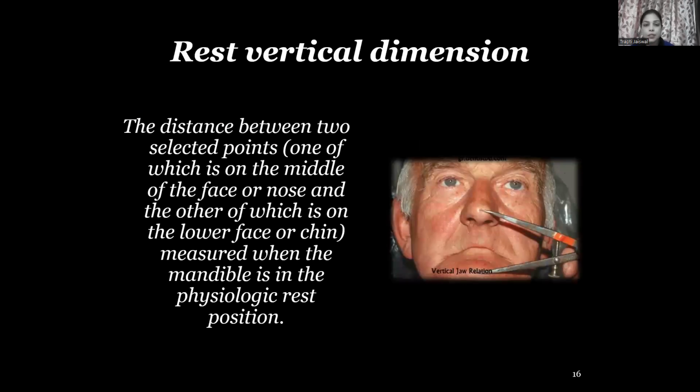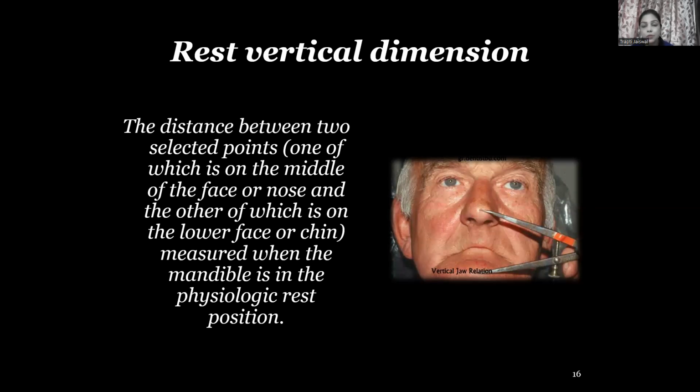Rest vertical dimension is the length of the face as determined by the amount of separation between the jaws, and it is the distance between two selected points, one on the middle of the face near the nose and the other on the lower part of the chin, the most prominent part of the chin. The distance between these two points when the mandible is in the physiological rest position will help us to determine the vertical dimension at rest. So vertical dimension at rest is the length of the face when the mandible is in the rest position.